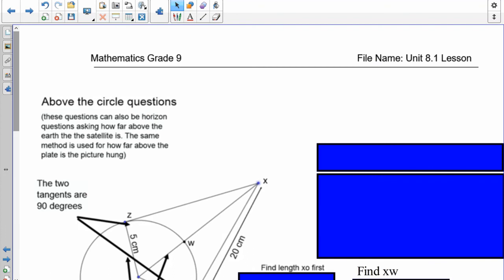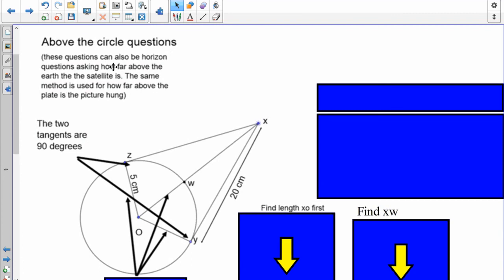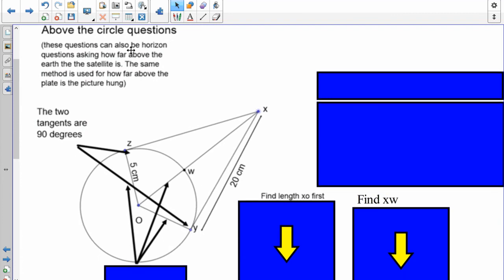All right, let's look at another type of common question. In this type of question, we have what I would call the above the circle questions. Now, these questions can be like a horizon shot from here to here. How far is the satellite from the horizon? How far is the plane from the horizon? How far is the drone from the horizon? These are all very similar. Sometimes it's a hot air balloon from the horizon.